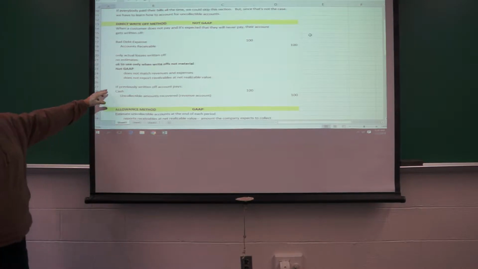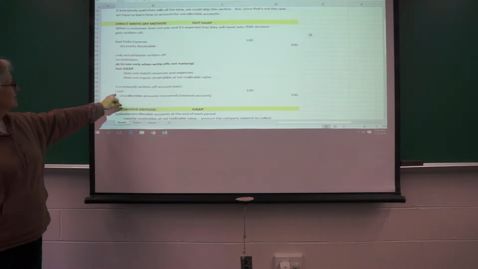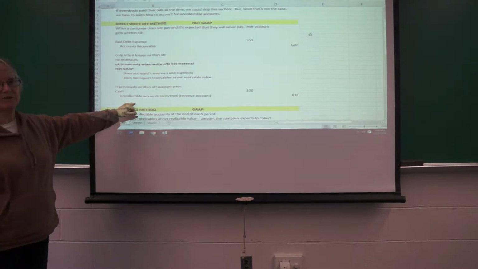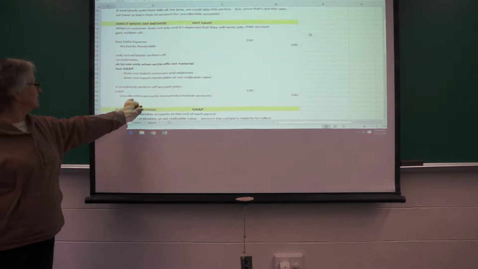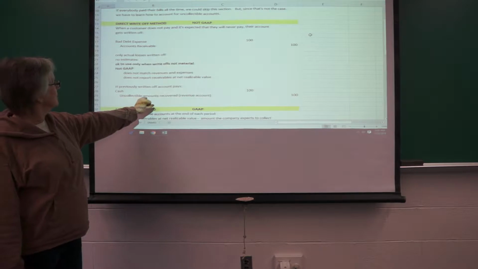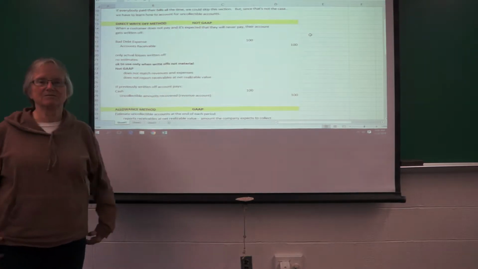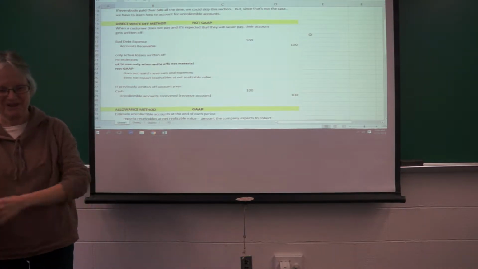And if a previously written off account pays, and this is a new account that you did not run into in AC 102, you simply debit cash, and then the credit is to uncollectible amounts recovered, which is sort of an other revenue account.